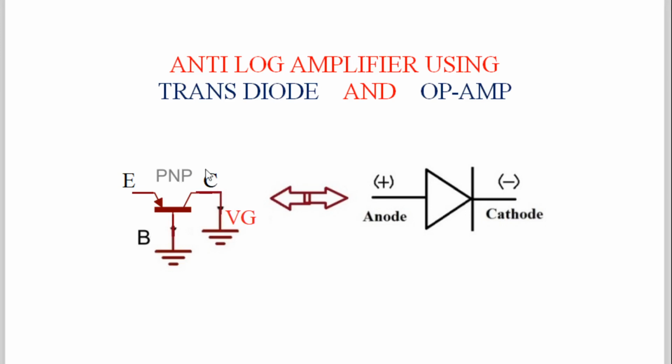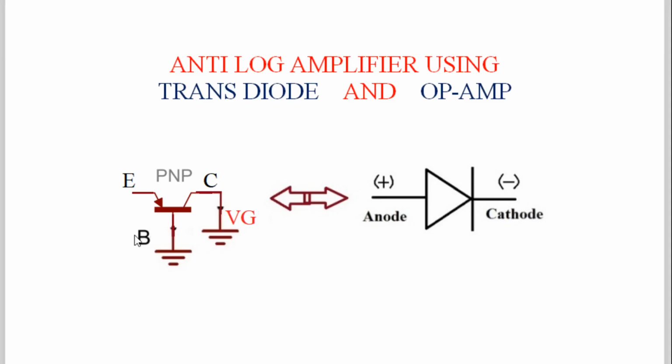Now we want to convert this PNP transistor into a PN junction diode such that on the left hand side we want the anode, that is P-type material, and on the right hand side we want the cathode, that is N-type material. So P-type material is anode and N-type material is cathode. That's why we are using a PNP transistor here, because on the left hand side we want anode, a P-type material, and on the right hand side we want cathode.